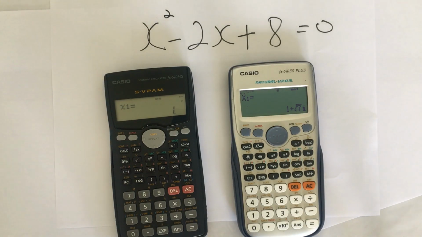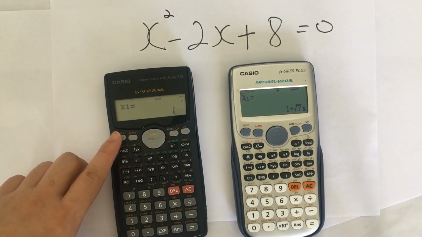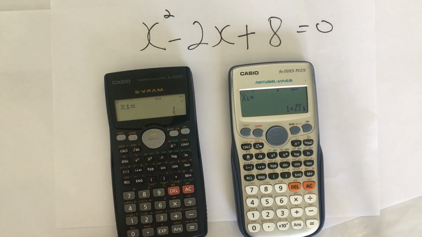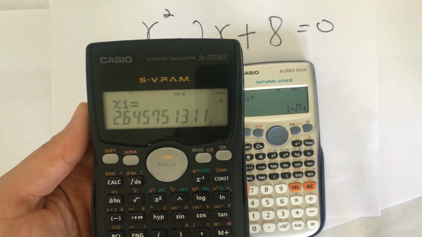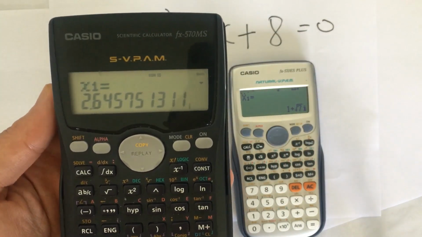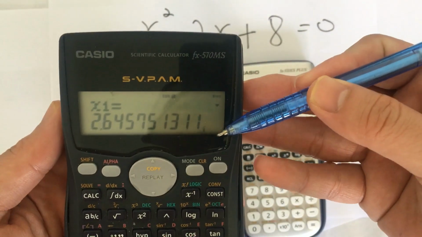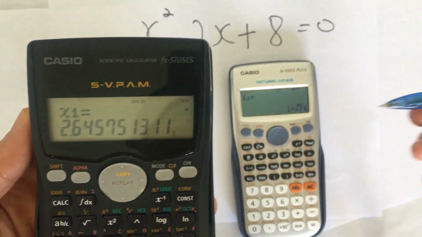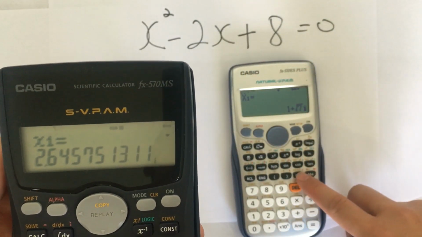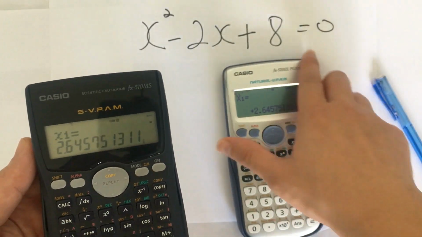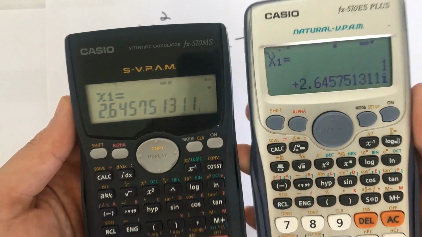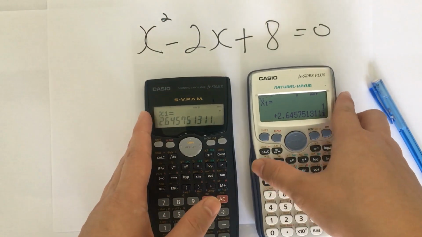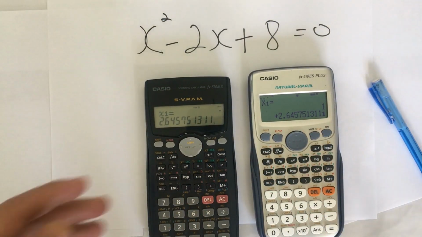So in order to figure out what this is, you need to press shift equal, and you have this answer, 2.6457, followed by an I. You have an I symbol. Here also you have an I symbol. If you change it to decimal, that would be the same answer, both with an I.